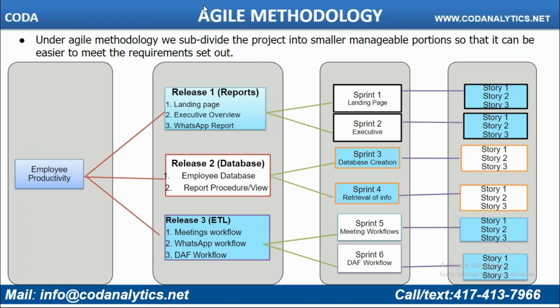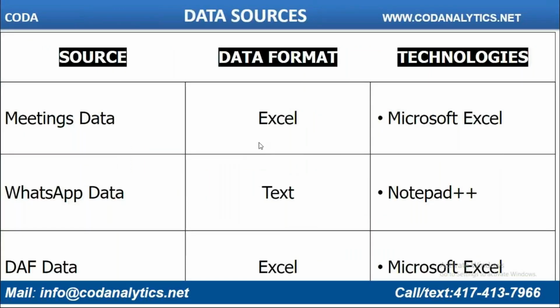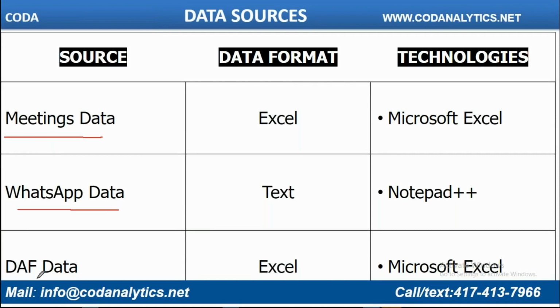So let's now go ahead and look at the next part, which is the data source. I think we have looked at this, so let's just go through. We have seen that we have the meetings data, the WhatsApp data, and the DAF data. Meeting data is in Excel format, WhatsApp data is in text format, and the DAF data is in Excel format. The technology used here is Microsoft Excel, because this is in Excel format. This one is not bad because this is in text format. Then this is also Microsoft Excel because this is in Excel format. So that is the 3 data sets.